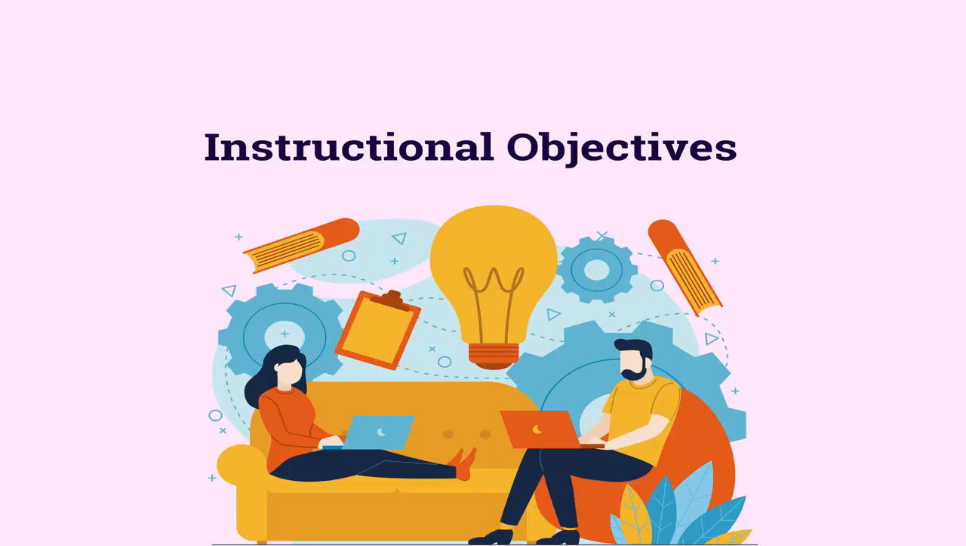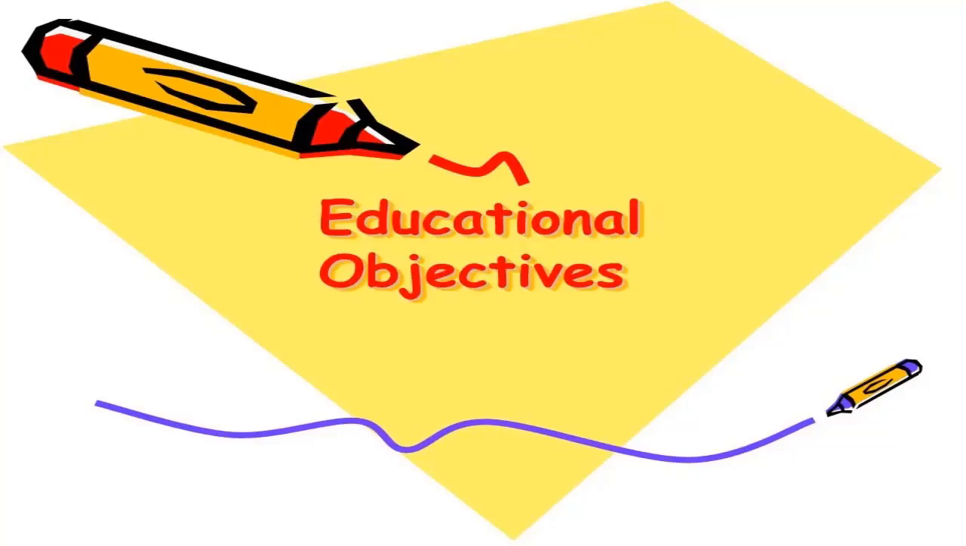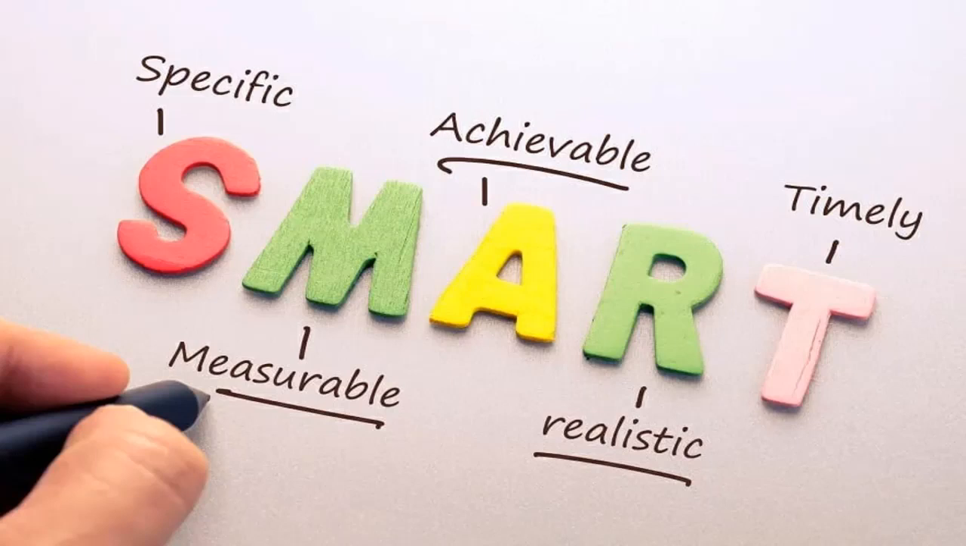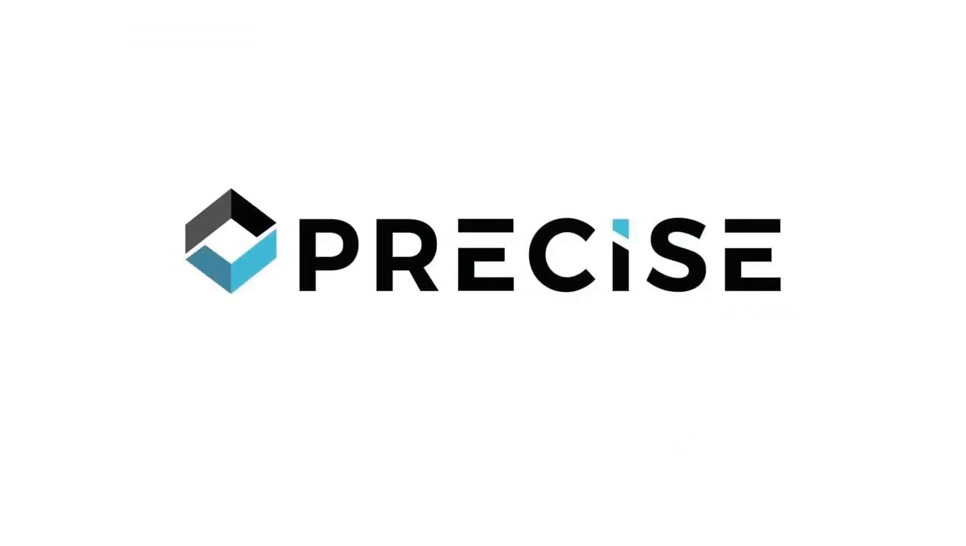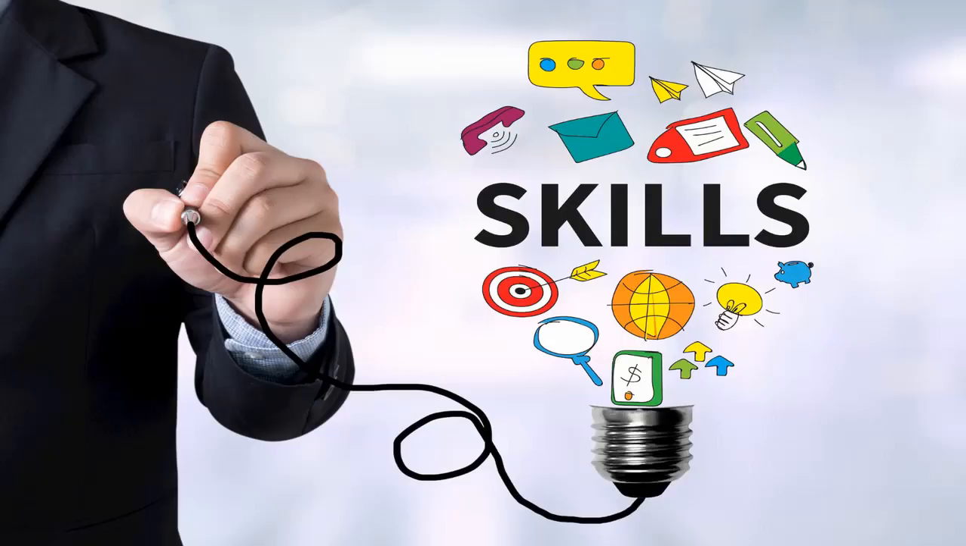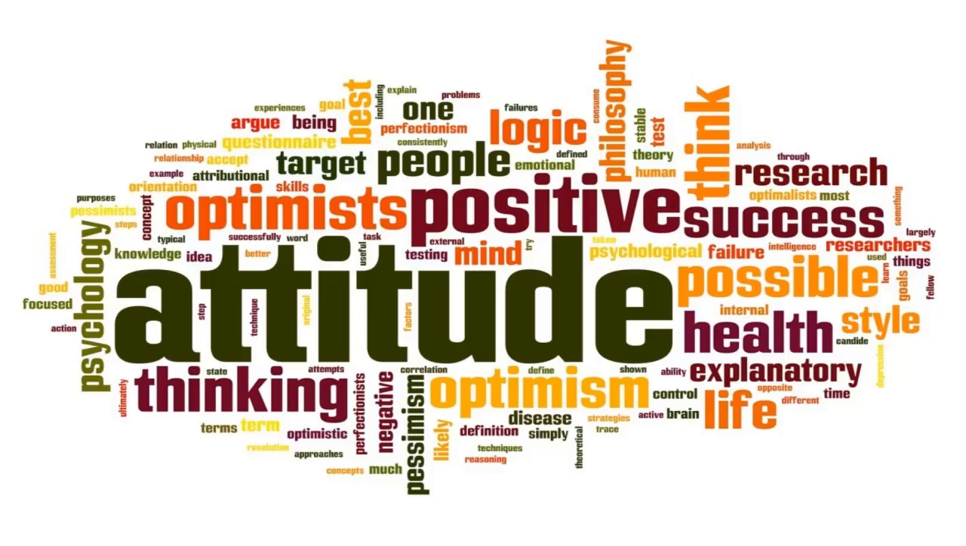4. Instructional objectives, also known as learning objectives or educational objectives, are specific, measurable statements that describe what learners should know, understand, or be able to do after completing a learning experience. Specific and clear: objectives should be precise and unambiguous, clearly defining what learners are expected to achieve. They should focus on skills, knowledge, behaviors, or attitudes.